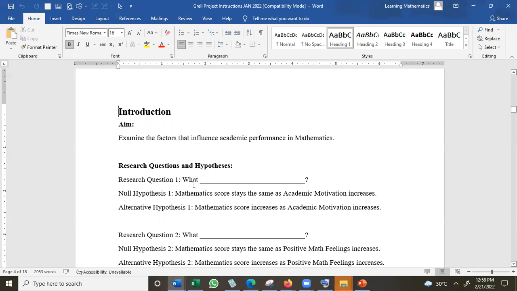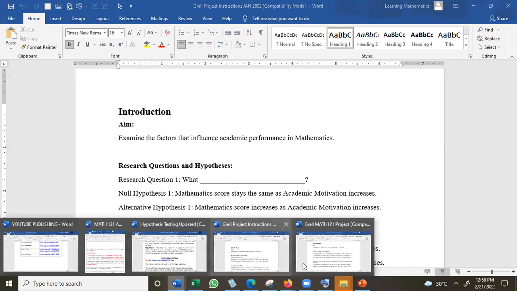Now you have hypothesis number 1, which is a possible answer to research question number 1. Let's read the answer: mathematics score stays the same as academic motivation increases. So that's a possible answer to a question that was posed here, but we have to complete the question. What question would that be for an answer that says mathematics score stays the same as academic motivation increases?